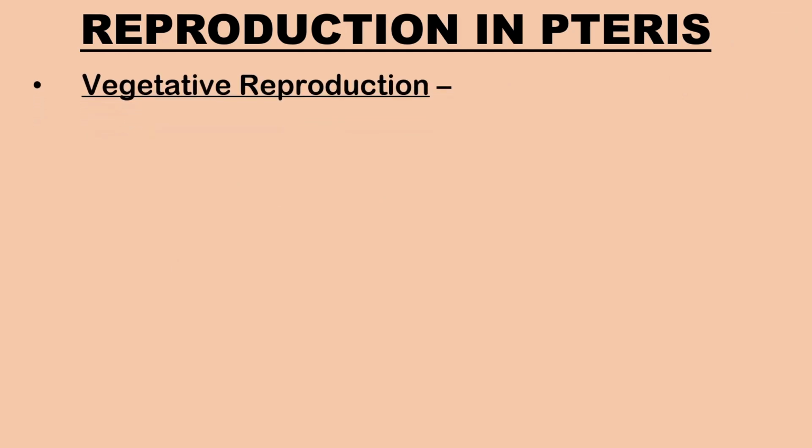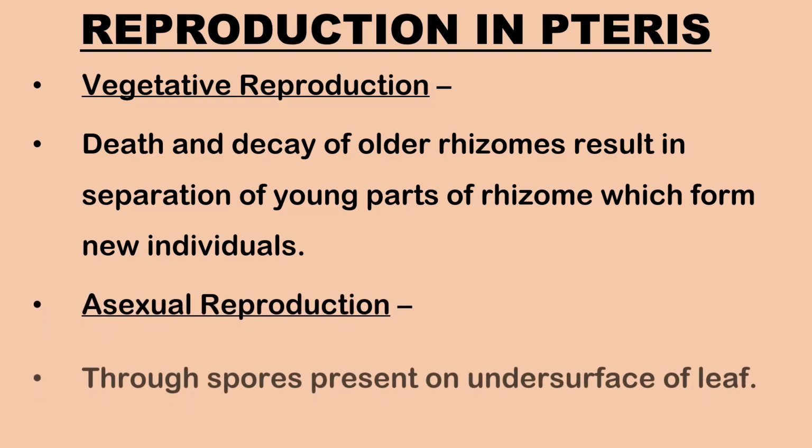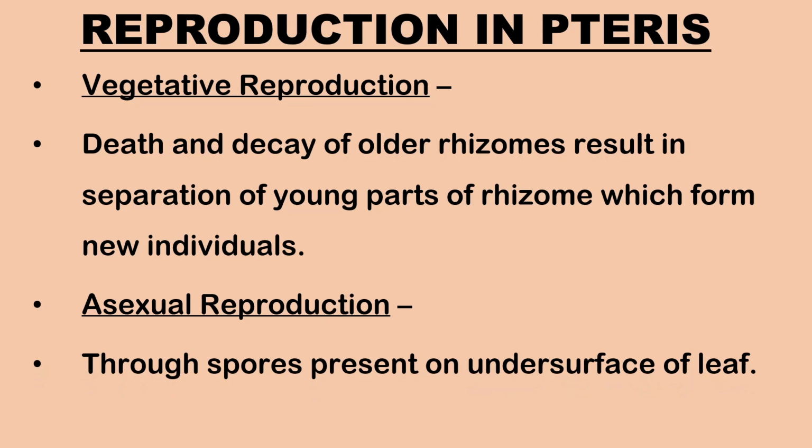Now, let us understand reproduction in Pteris. Pteris can reproduce by vegetative means. When death and decay of older sections of rhizome takes place, the young parts of rhizome separate and give rise to new individuals. In Pteris, asexual reproduction is through spores found on the undersurface of the leaf or sporophyll.